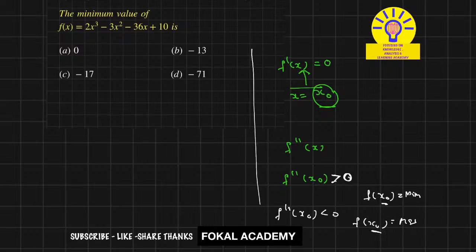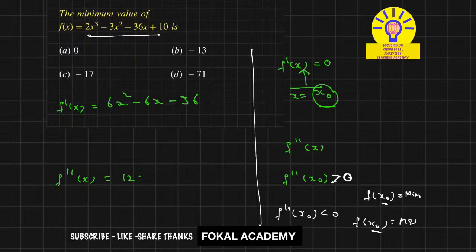Okay, so now from here in the problem, first take the derivative. So that is f dash of x, that equal to 6x square minus 6x minus 36. Again take the second derivative, f double dash of x, that equal to 12x minus 6. Now equate this equal to 0, then we'll get x is equal to 3. So at x is equal to 3, this equation is satisfied, that is called x naught. Let us know that this is x naught.